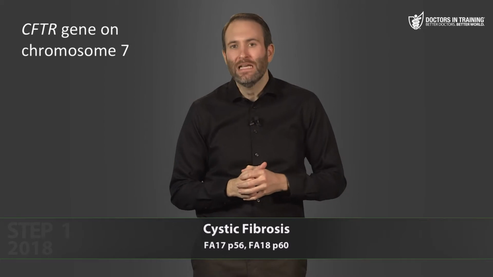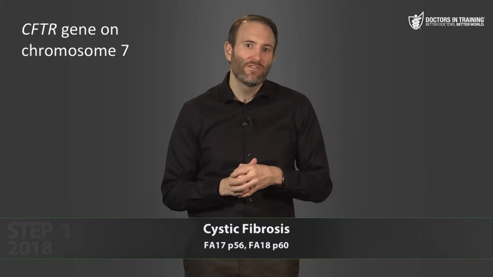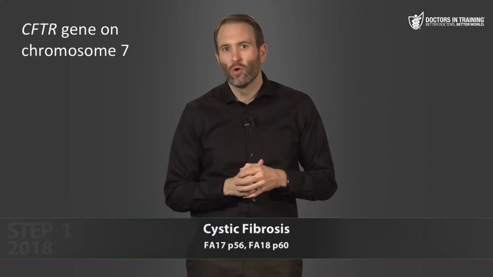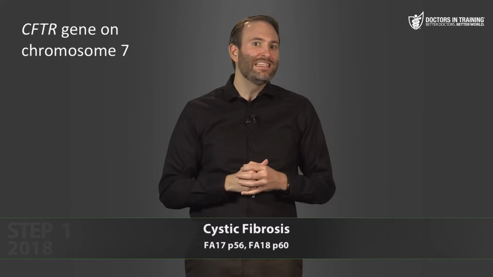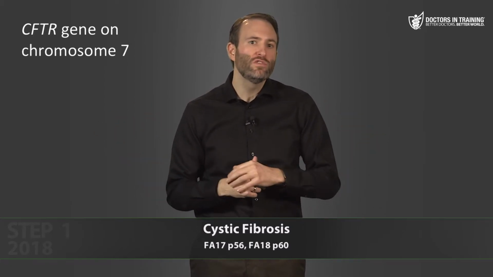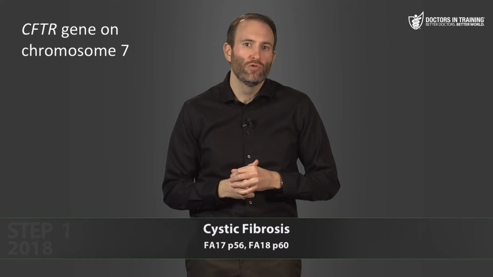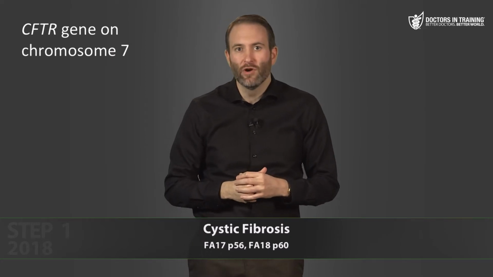So the first one we really need to cover is cystic fibrosis. Again, an autosomal recessive defect in the CFTR gene on chromosome 7. CFTR stands for cystic fibrosis transmembrane regulator. So what does the CFTR gene code for? Well, it codes for a transmembrane protein that puts chloride from the cell into the lumen of the pancreatic ducts and into the lumen of your airways.